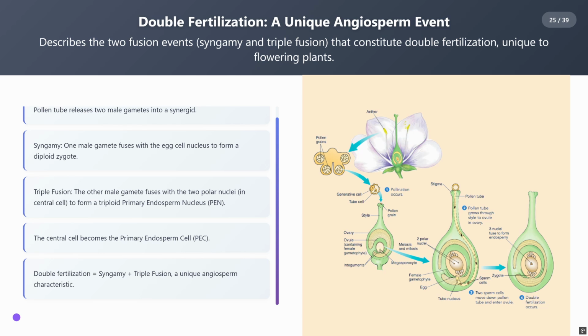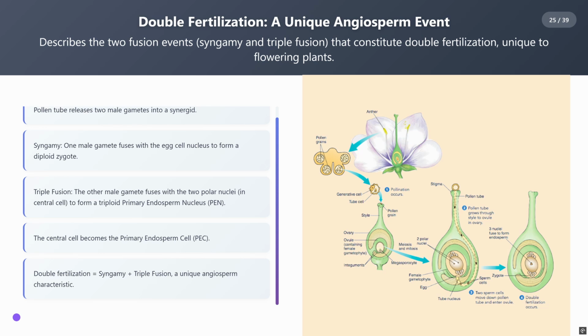2 male gametes released. Yes, one of these male gametes travels towards the egg cell and fuses with the egg cell nucleus. This fusion of a male gamete with the egg nucleus is called syngamy, and the result of this fusion is the formation of a diploid cell, the zygote. This zygote contains genetic material from both parents and has the potential to develop into the embryo. Syngamy forms the zygote. Okay, what about the second male gamete?